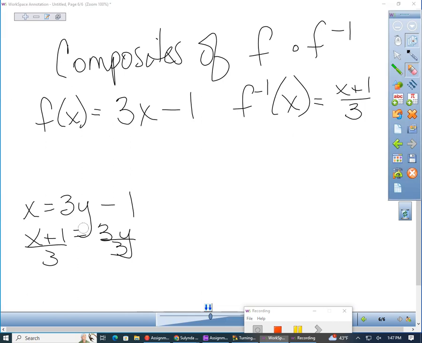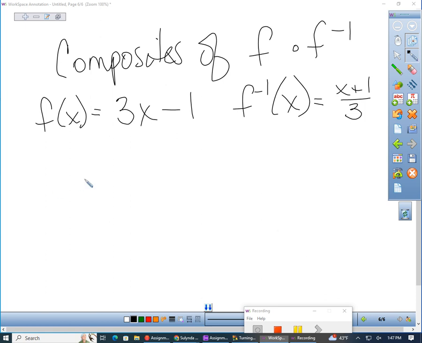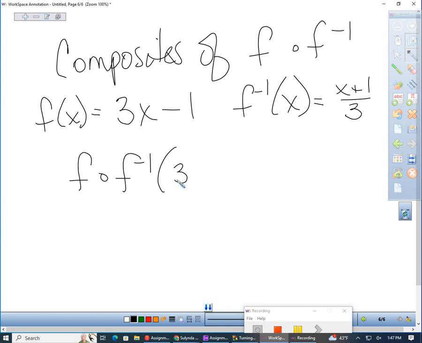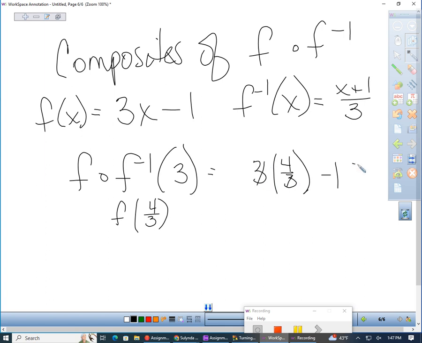Okay. So now I want to show you what happens when you composite or you cross them together. If I have f of f inverse of 3, I would take 3, plug it into my f inverse. So I put 3 in here. 3 plus 1 is 4 over 3, right? Then I would take my 4/3 and plug it into f. So I'd have 3 times 4/3 minus 1. 4 minus 1 is 3.